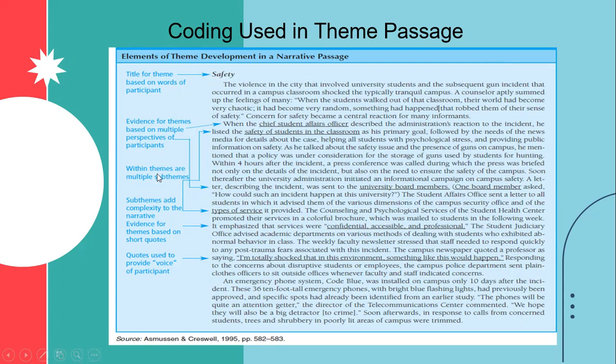You may see on the left, the passage title for the theme is based on the words of a participant, and then here is the evidence for the theme based on multiple perspectives of participants. Within the theme are multiple subthemes. You can see from the rows here, subthemes add complexity to the narrative. Evidence for the theme is based on short quotes, and the last is quotes used to provide the voice of the participant.